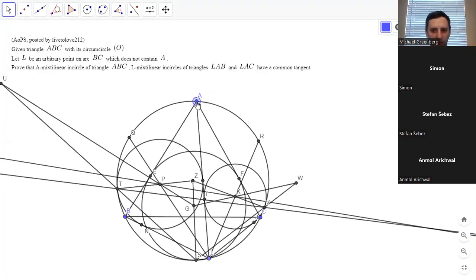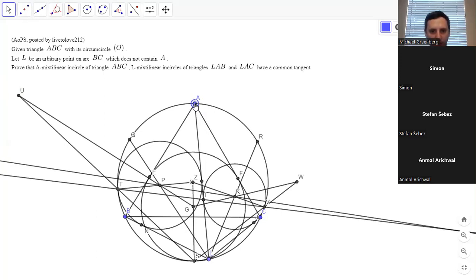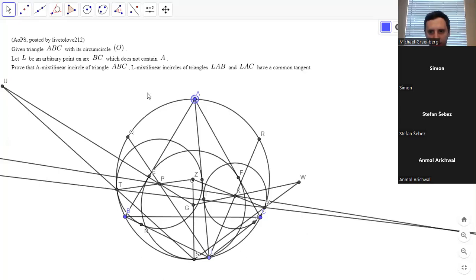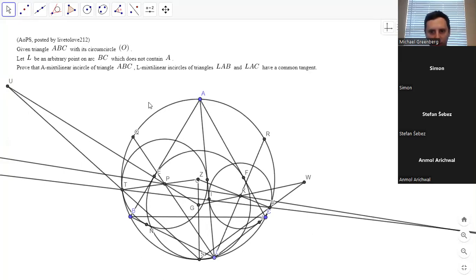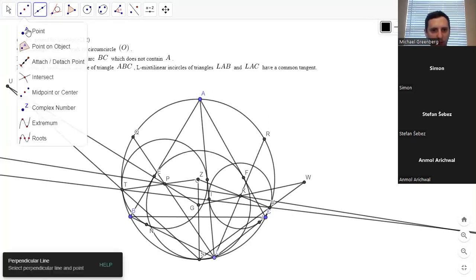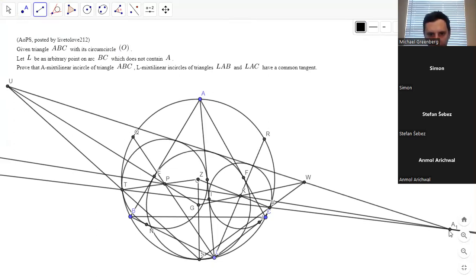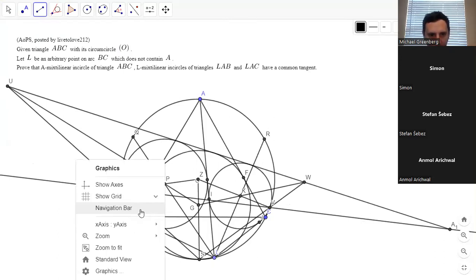Okay, so let's see. Is there anything special about this point right here? It's going to be way over here, A1, and UW and A1 are collinear. So TV and PK.